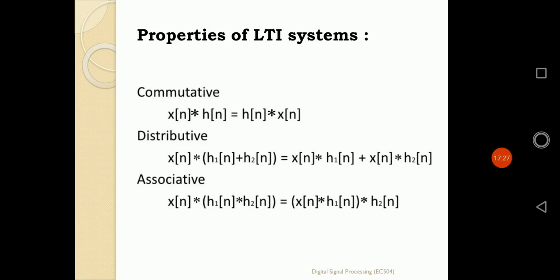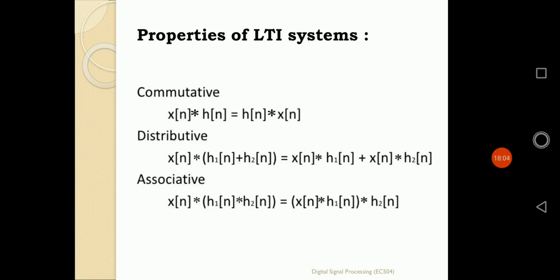Now it is a total form. That gives the same response for that particular system: convolution of the input individually with the first system, individually with the second system, and then sum them up. So finally, the distributive property tells us that x convolved with h1[n] plus h2[n] gives a result equal to x convolved with h1 plus x convolved with h2. That tells us the distributive property.